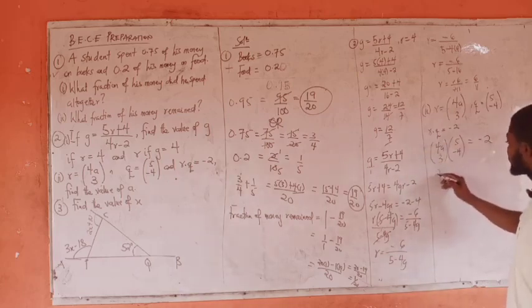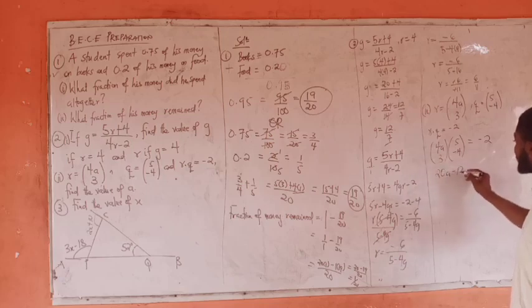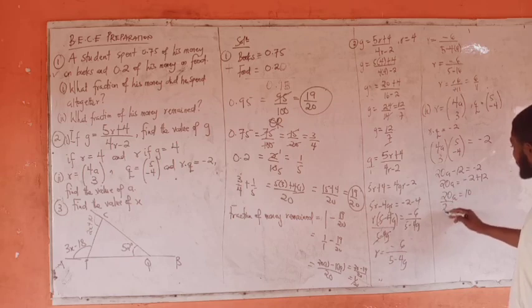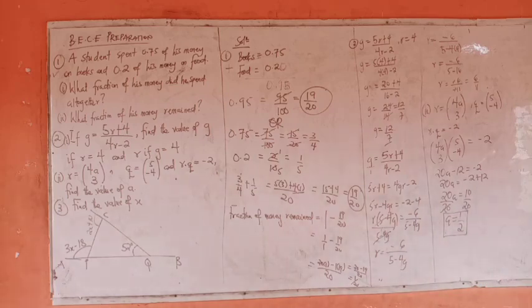4a times 5, that will be 20a. Then we go with this plus the y side. So this times this, minus 12, is negative 2. 20a should be equal to negative 2 plus 12. 20a is equal to 10. A is equal to 1 over 2. So a is equal to half actually. That is what is going to give us what we have over here.